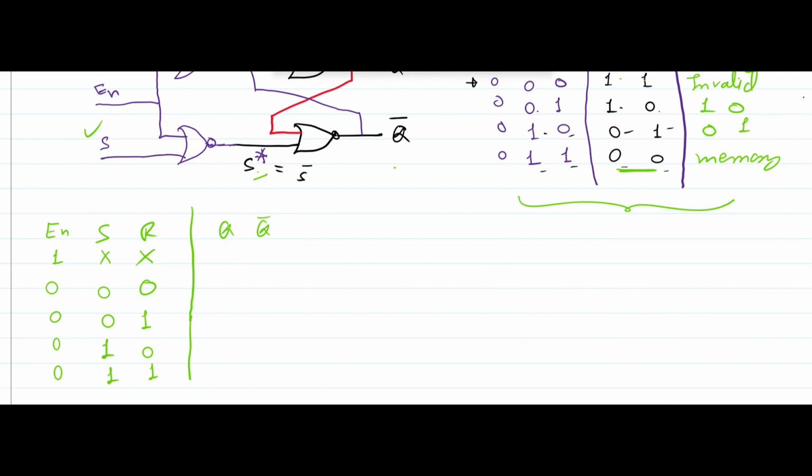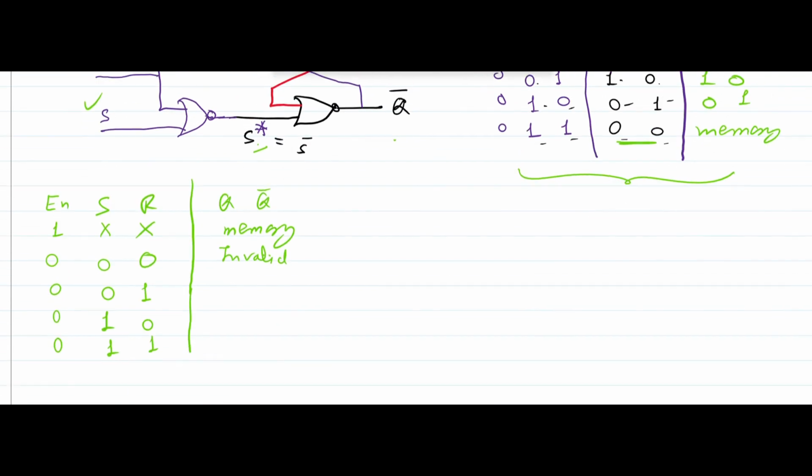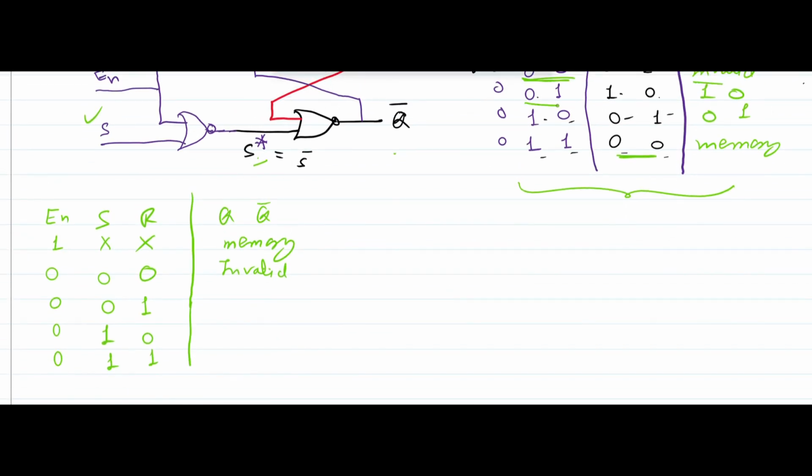From this working table, I have seen that if my enable is 0, this will act as memory. For the case 0 0 0, it is invalid or forbidden, you can see. When SR is 0 0, it is an invalid case. For 0 1, you can see it is nothing but 1 0.